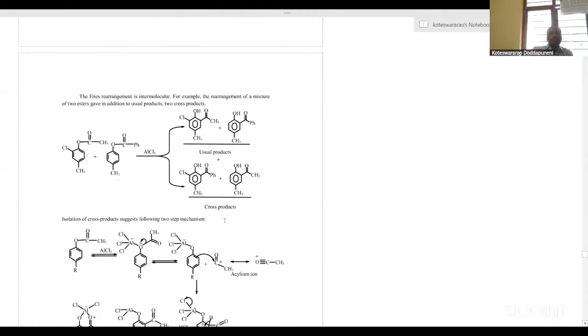Now, this Fries rearrangement is an intermolecular rearrangement reaction. For example, you take the p-cresyl acetate and 2-chloro-p-cresyl benzoate derivatives, which are treated with AlCl3. That leads to the formation of the ortho-acyl and 5-chloro cresol products, the usual products.